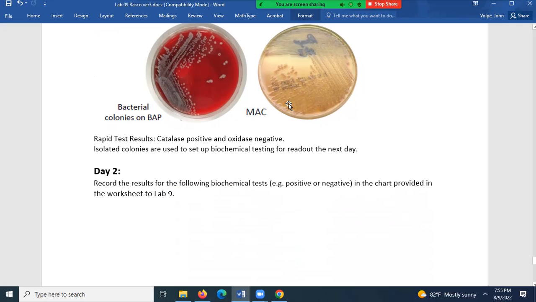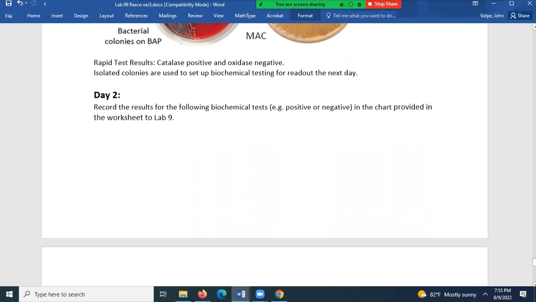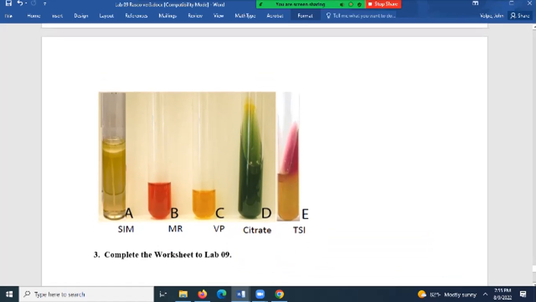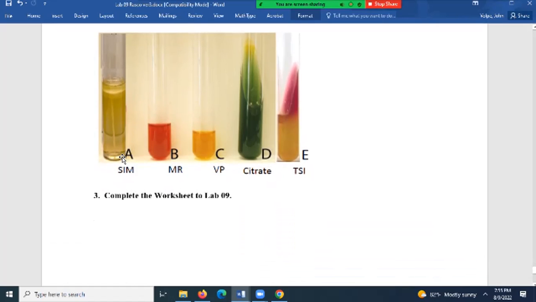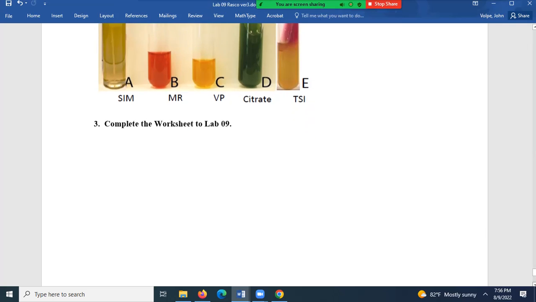Then it was grown on MacConkey's agar right here. The bacteria are catalase positive and oxidase negative. Then the following biochemical tests were run: SIM test here, MR test here, VP test here, citrate, and triple sugar iron test. So use these case studies to complete the worksheet for lab 9.